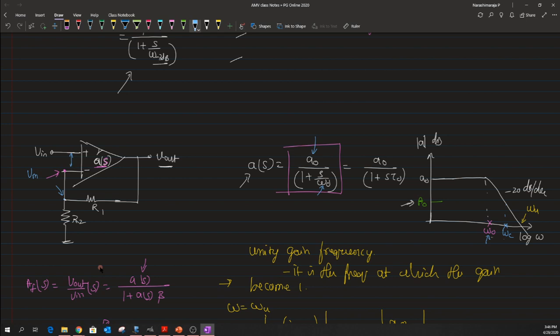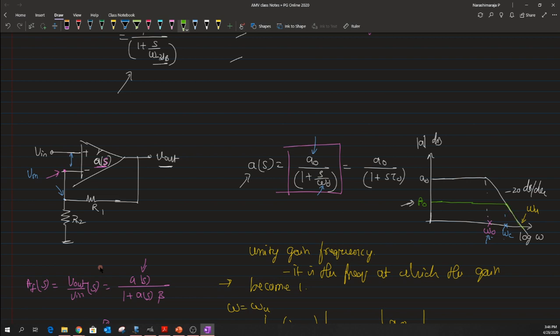Even though it seems that omega naught is closer to omega c, it is still a bit away from it. Omega naught and omega c are a bit apart from each other. Okay, so now, while trying to draw this graph of the magnitude plot, we assume that this a naught is constant till we reach this particular frequency omega c, and after that the gain starts degrading at a rate of minus 20 dB per decade.